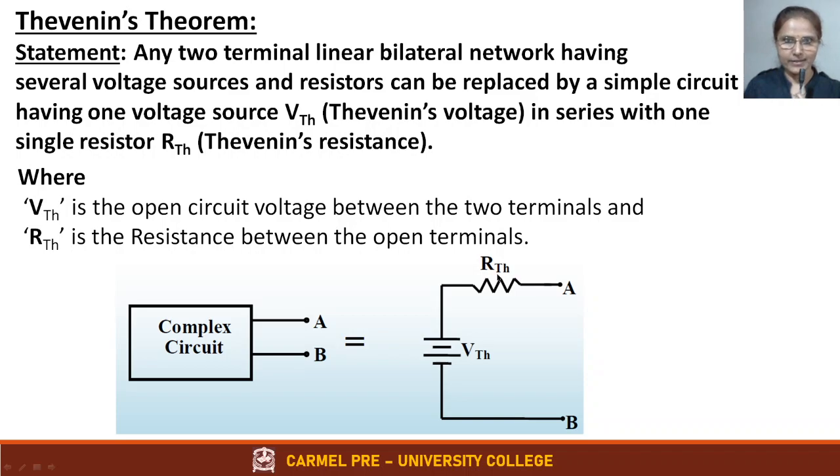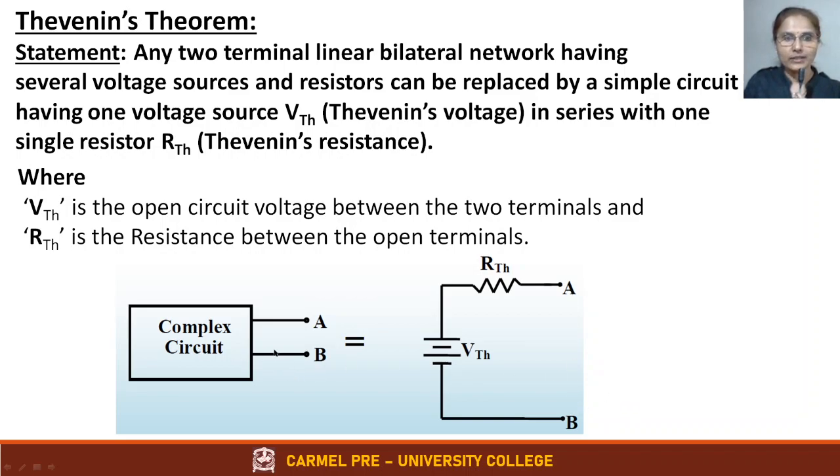For RThevenin, you connect the meter between the two points as an ohmmeter to measure the resistance, but in the complex circuit you first replace all the voltage sources by a short if it is an ideal voltage source, or by its internal resistance if it is a practical voltage source. If you measure the resistance across these two open terminals, that is your RThevenin. Simple as that. Then you draw the circuit diagram like this, VThevenin in series with RThevenin. This becomes the Thevenin equivalent circuit, and the output terminals are as they were.